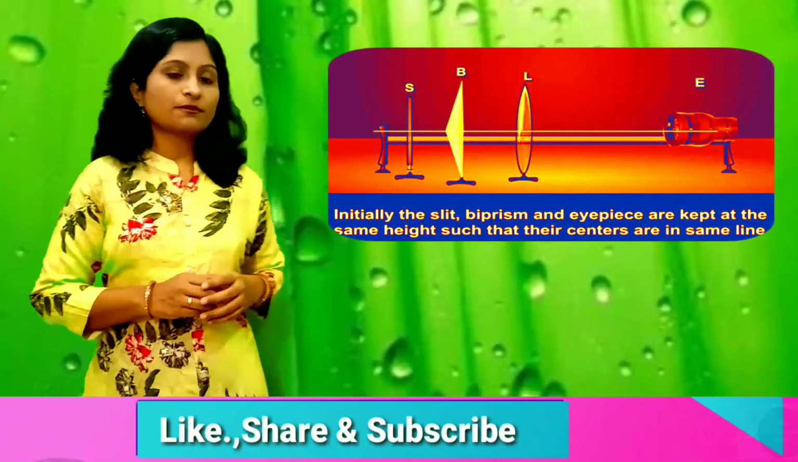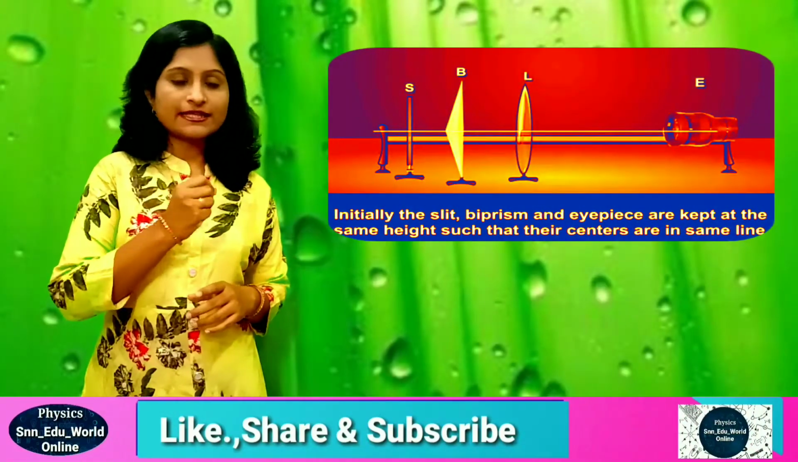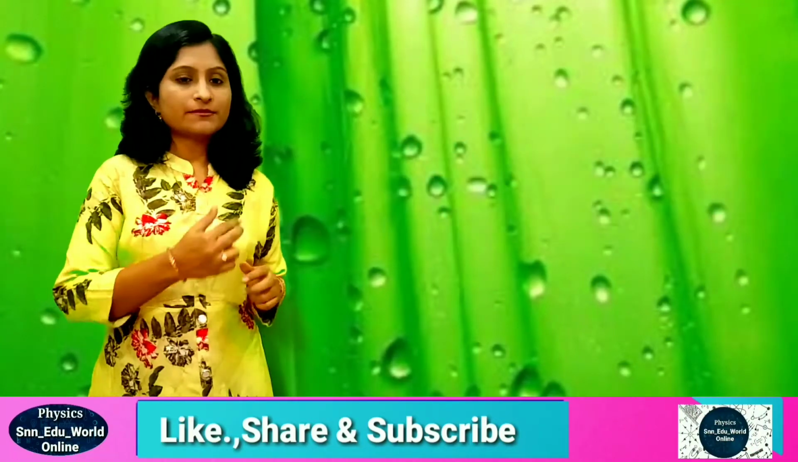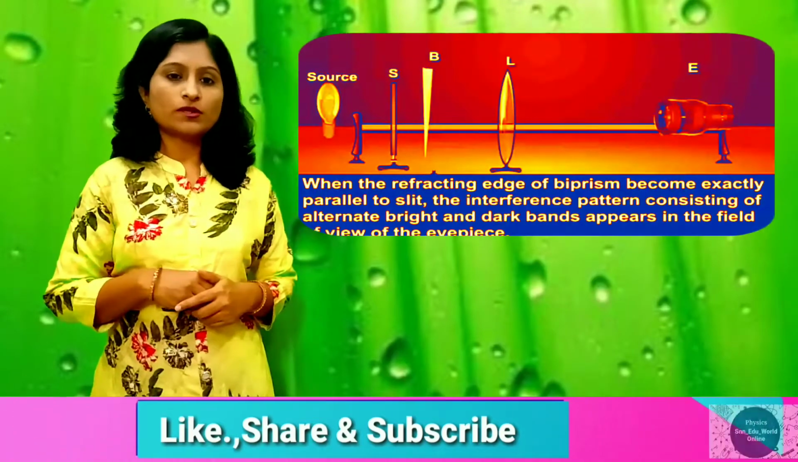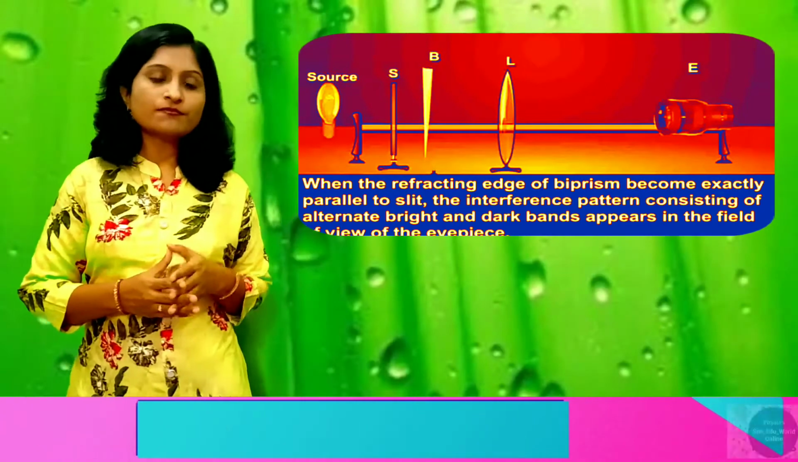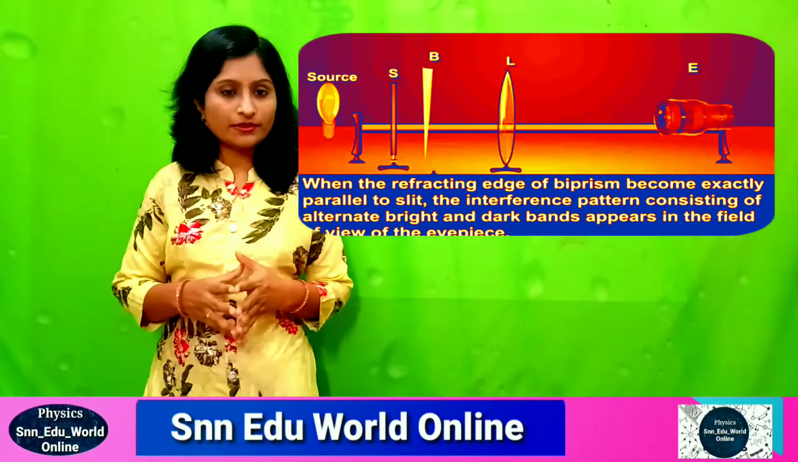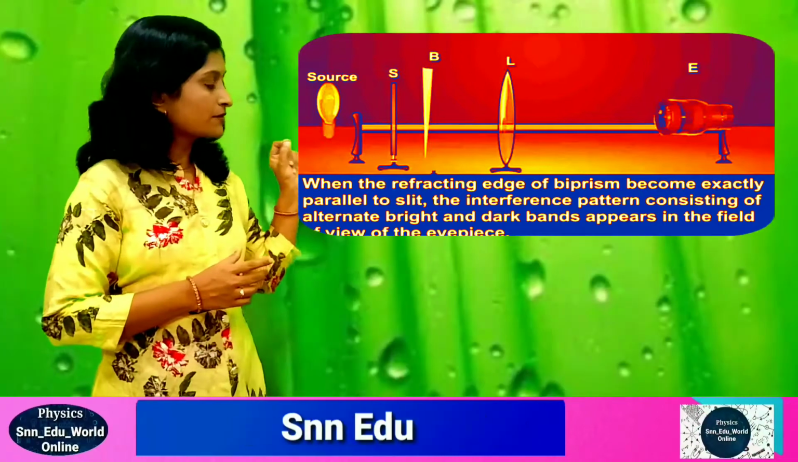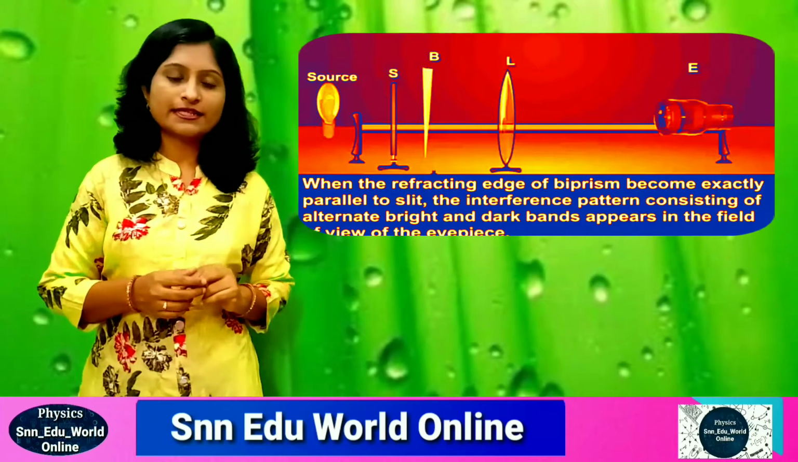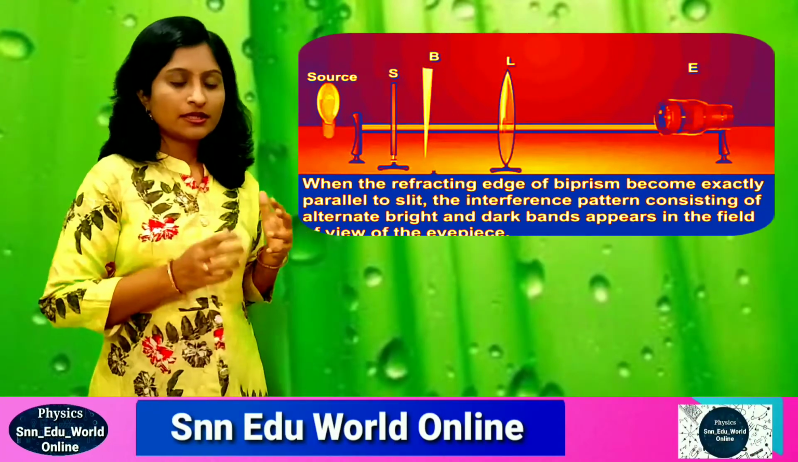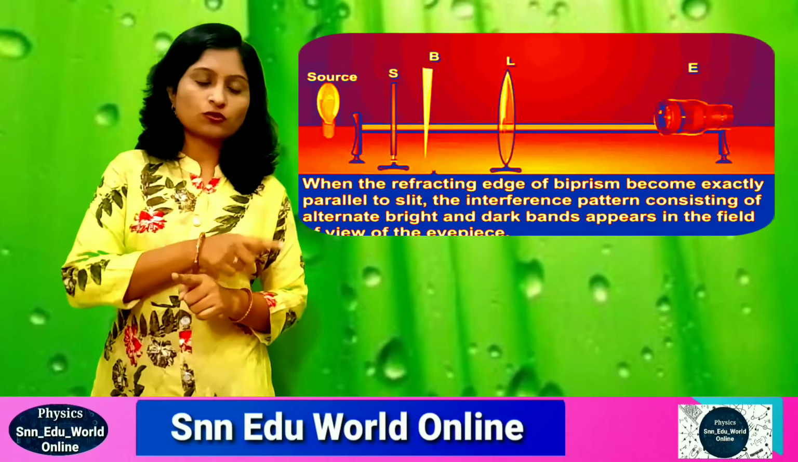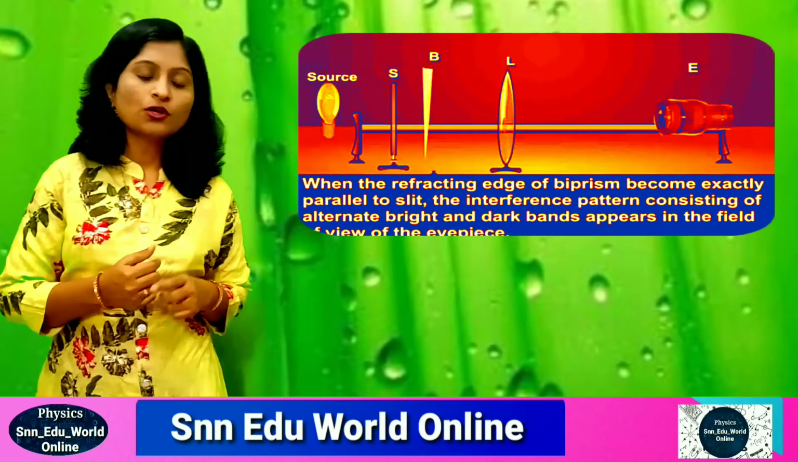Now in this experiment the lens can be moved in the forward direction or in the backward direction. Okay, and the biprism can be rotated about its own axis. So we are going to rotate this biprism about the axis, and when the refracting edge of the biprism exactly becomes parallel with the slit, then we will get the interference pattern. The biprism we can tilt, that is, rotate it in place.